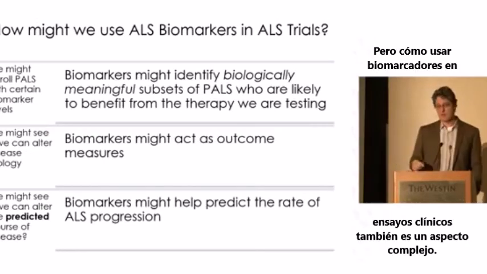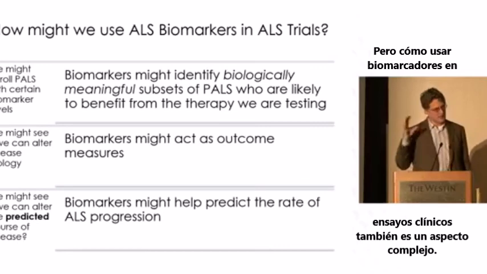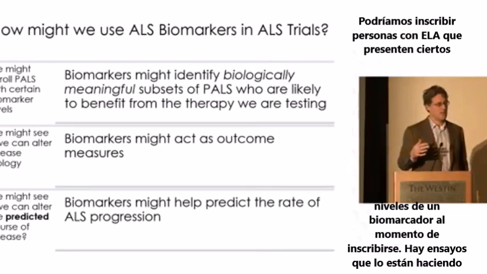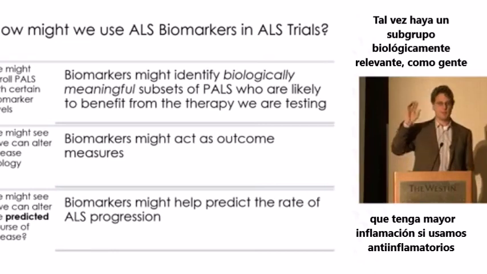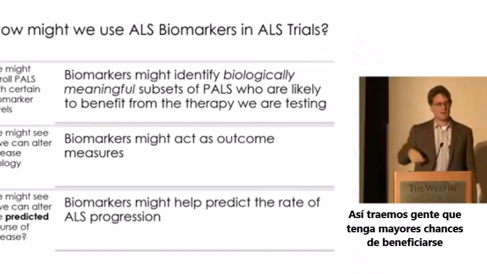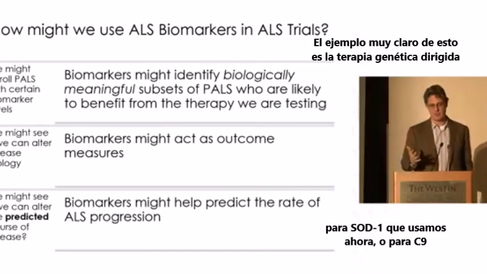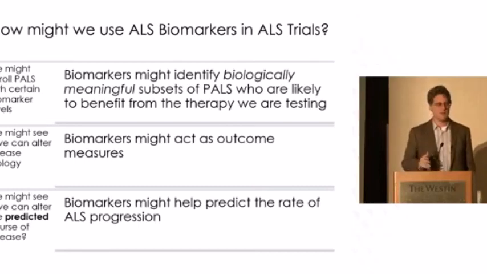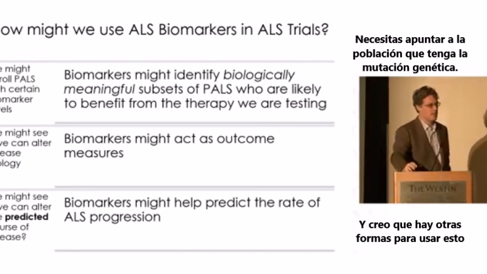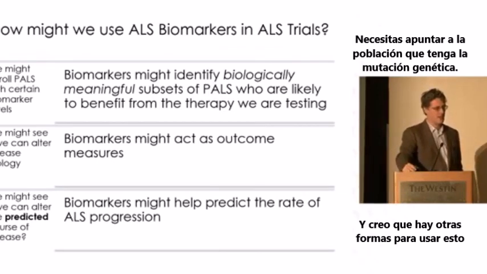But how we use biomarkers in clinical trials is also complex. So we might enroll people with ALS who have certain biomarker levels at the time of enrollment, and there are trials that are doing this. So maybe there's a biologically relevant subgroup, people who have more inflammation, if you're using sort of an anti-inflammatory. And that way you get people in who are more likely to benefit. The very clear example of this is targeted gene therapy for SOD1, which is with us now. I mean, there's an ASO for SOD1 or C9. You want to target the population that has the gene mutation, but I think there are other ways that we can use this as well.